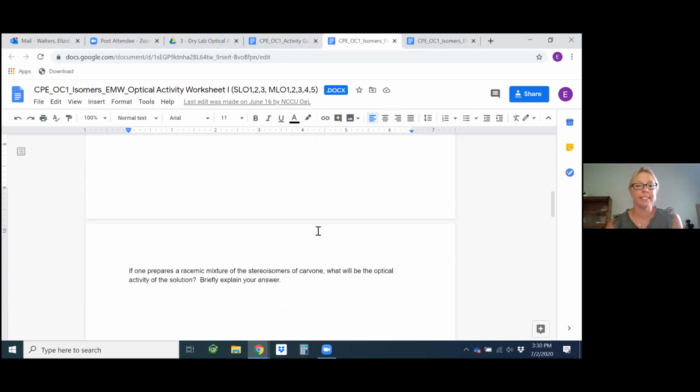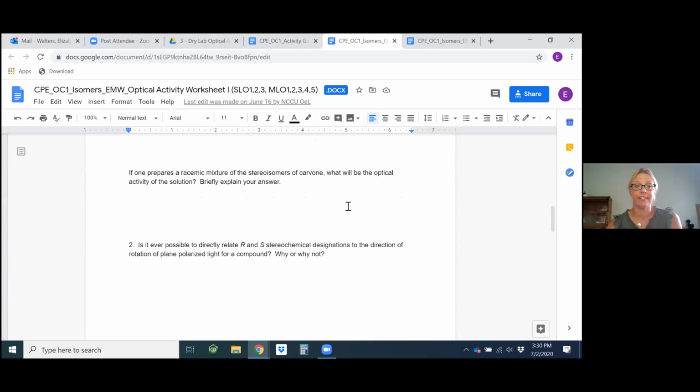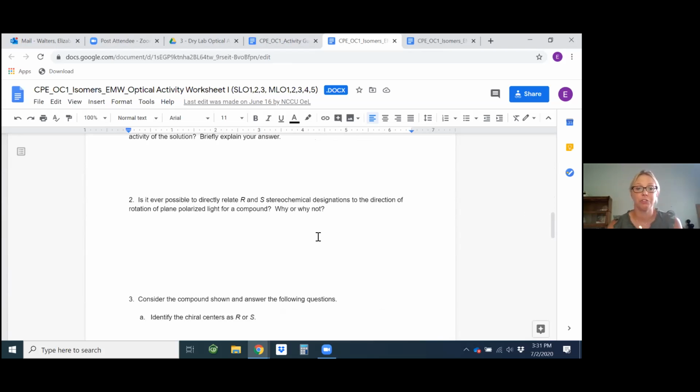The second part of this activity is to address racemic mixtures for carvone, as well as to ask students to discuss whether or not R or S stereochemical designations relate to the direction of rotation of light.